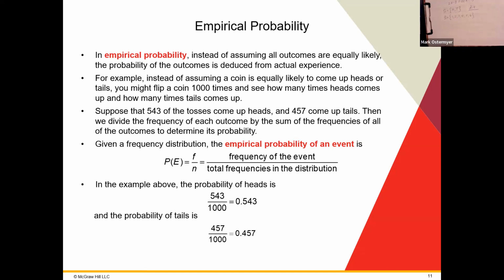So again, it just depends what kind of situation you got. If you have a fair situation where all outcomes are equally likely to occur, then you want to use the classical way of computing the probabilities and not this way. But if you don't have an equal likelihood situation, you better be using this empirical way.